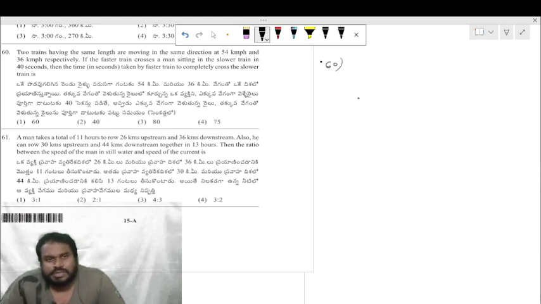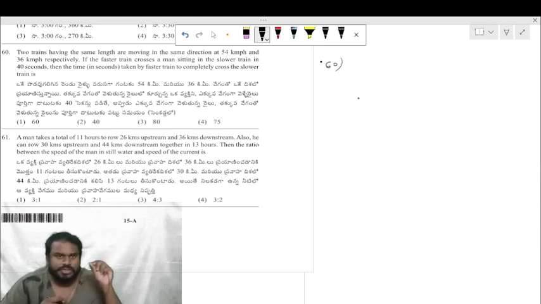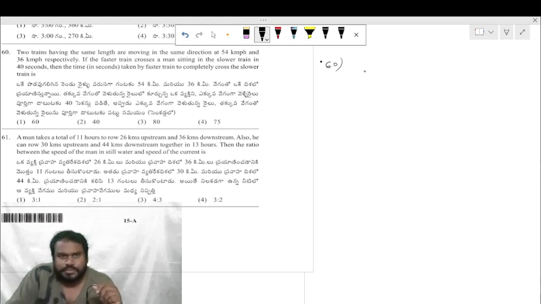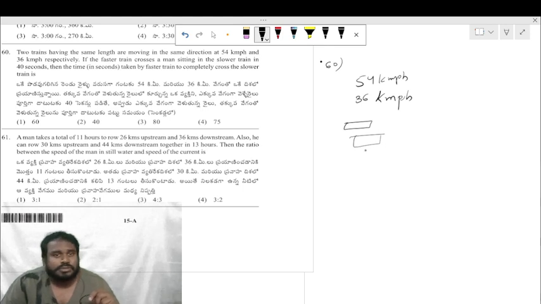Two trains having the same length are moving in the same direction at 54 kmph and 36 kmph. So one is at 54 kmph and the other is at 36 kmph. They're moving in the same direction. The faster train crosses a man sitting in the slower train in 40 seconds.